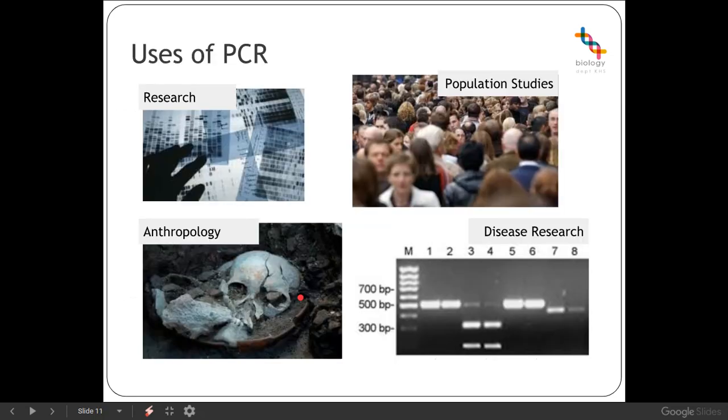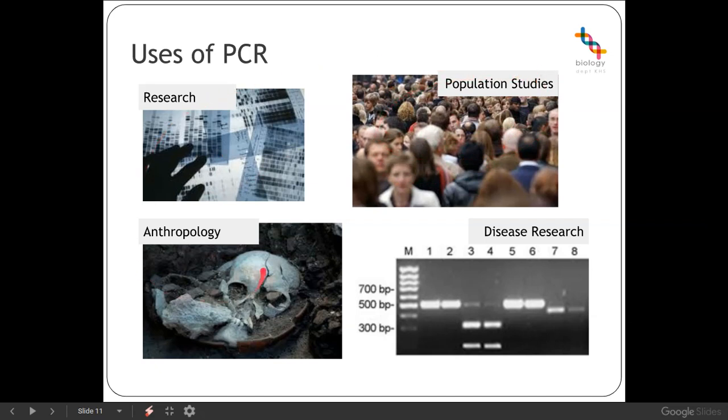Now, using PCR, we might use that for research in order to look into specific genes and the sequences of specific genes and how they may influence disease or drug responses. We might use it to look at population studies, so taking a population and looking into some inheritance and looking into some background information as to where these populations originally arose.